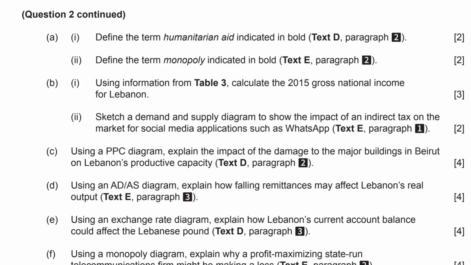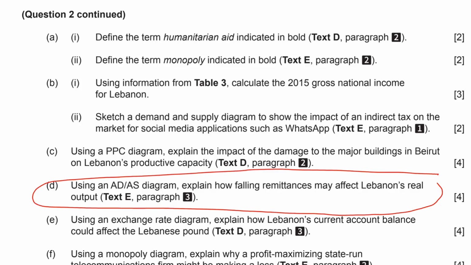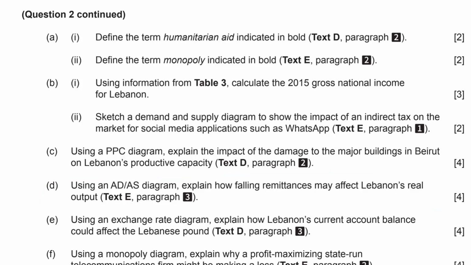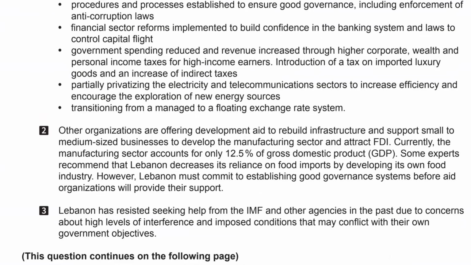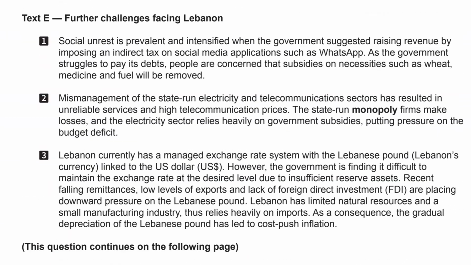Let's move on. Now, in the fourth part, part D, using an aggregate demand / aggregate supply diagram, explain how falling remittances may affect Lebanon's real output. All right, so I see a couple of things we're going to do. We're going to use the aggregate demand supply diagram, and then talk about how falling remittances may affect Lebanon's real output or real GDP. And we're told to look at text E paragraph 3, so let's go look at text E paragraph 3.